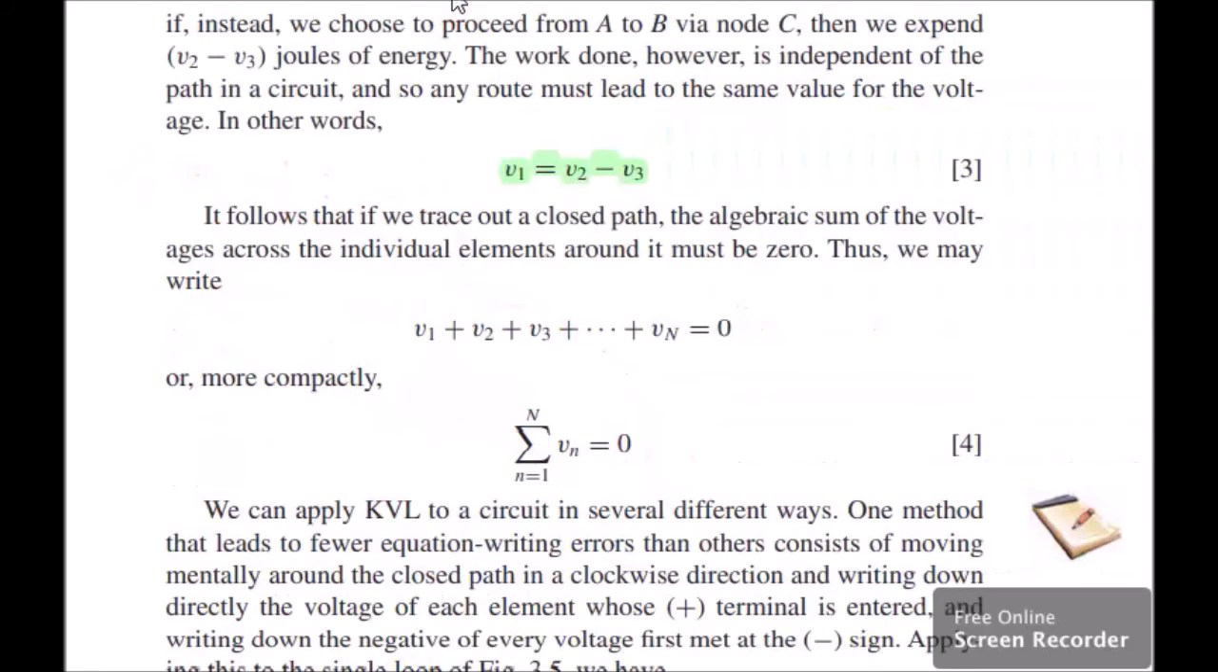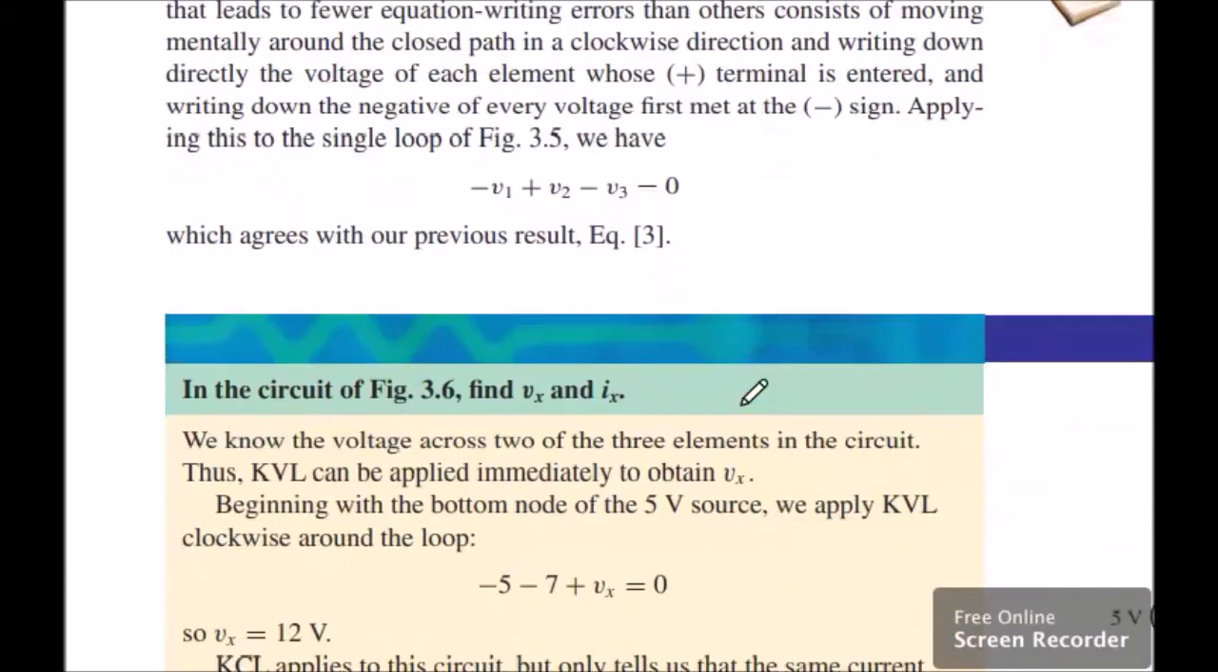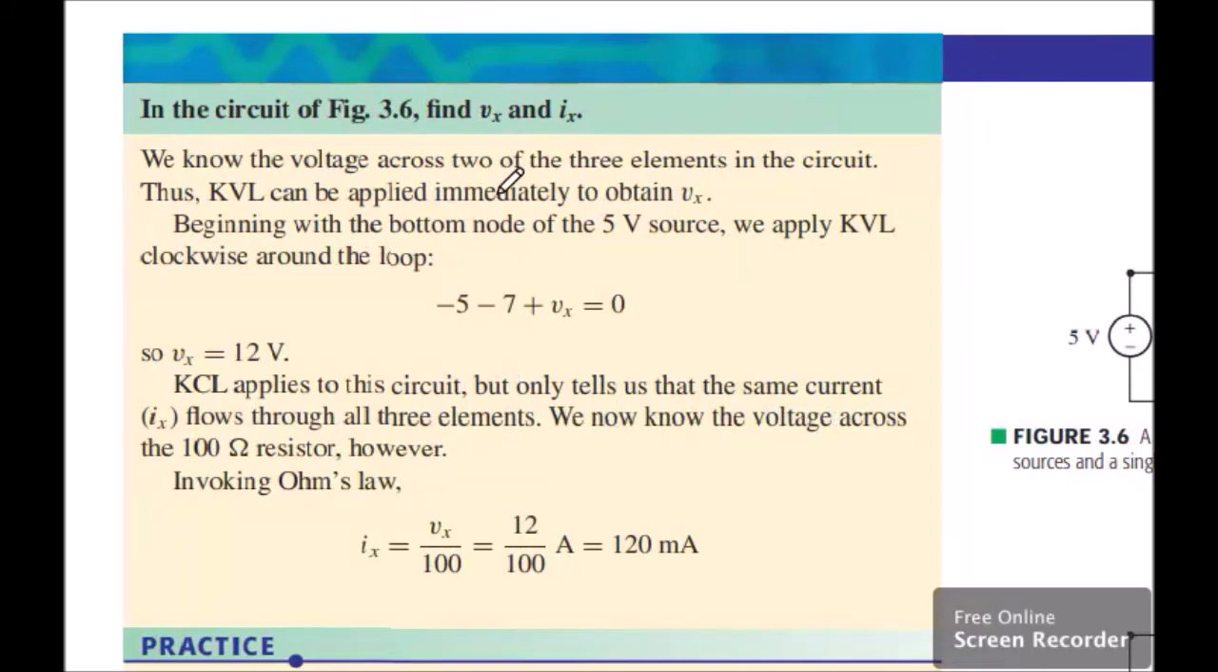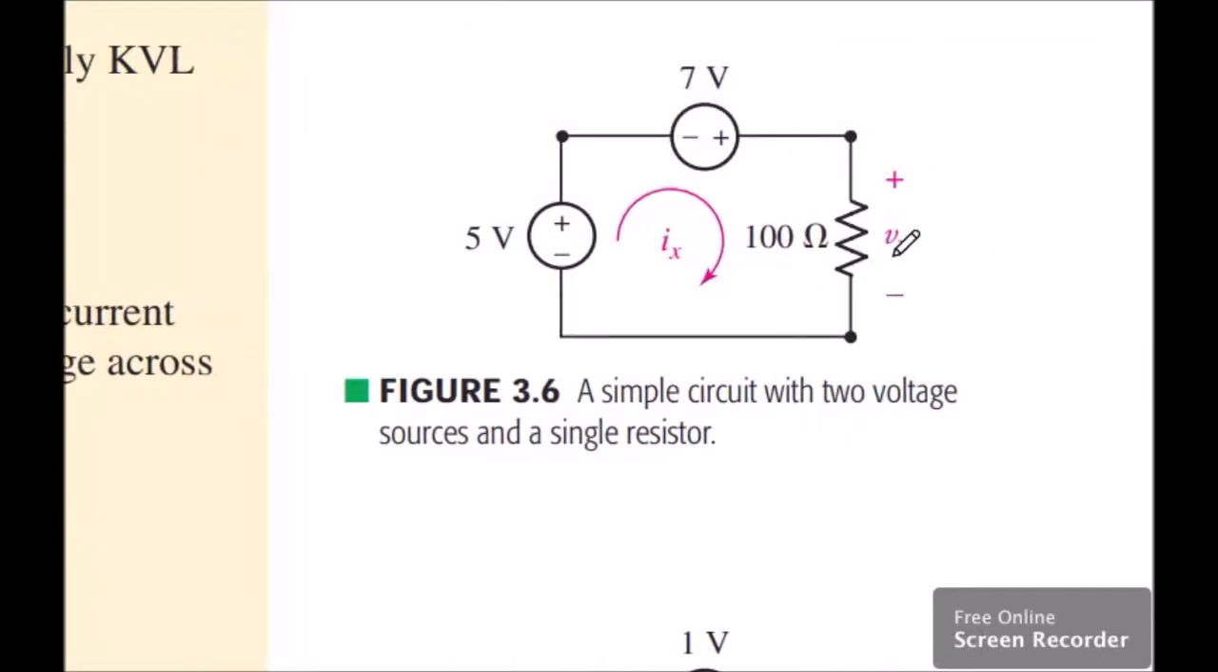Alright? Did you understand, or did I just complicate it? I hope you understood. So we have here an example. In circuit 3.6, find Vx and Ix. We need to find Vx and Ix in this circuit. So again, let's apply what we learned above. How many nodes do we have? Pause the video, make a guess. We have 3 nodes: 1, 2, 3. How many branches do we have?